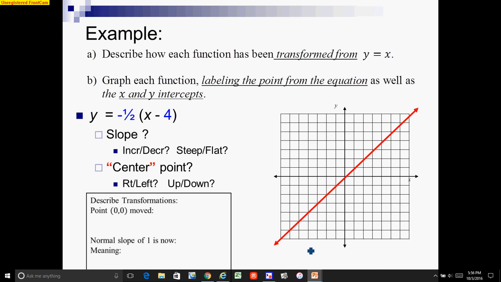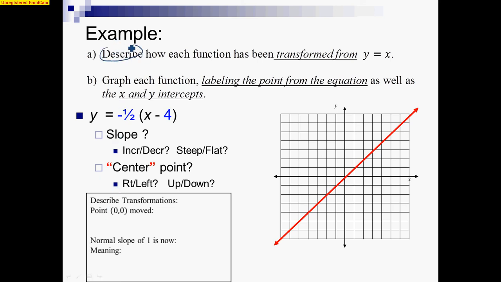So, here's what your homework sheet will look like. Part A says describe. When somebody says describe, that means you talk. Well, for us, you can't talk. It means you need to write, in English, how each function has been transformed from our parent, our home, our base, our normal. Graph each function that I've given you, and label the point from the equation, that's the transformed point, as well as both the x and y intercepts. The x-intercept is when y is 0, and the y-intercept is when x is 0.